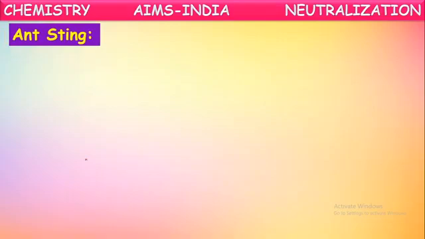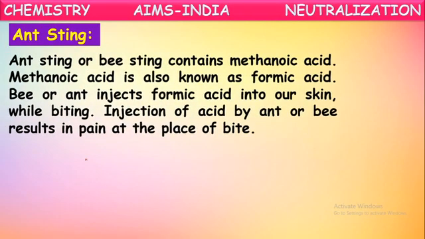Next, one more, the pain from ant stings. Ant sting or bee sting contains methanoic acid. Okay, this methanoic acid is also known as formic acid. We studied about this formic acid while discussing the organic acids, the classification of acids we have seen. The acids which are derived from plants and animals are called organic acids. So out of them, one of them is formic acid.